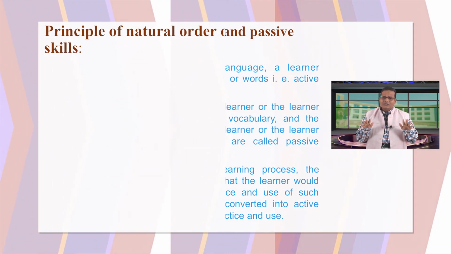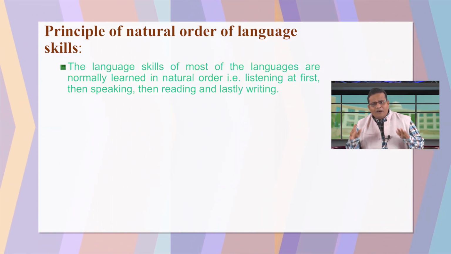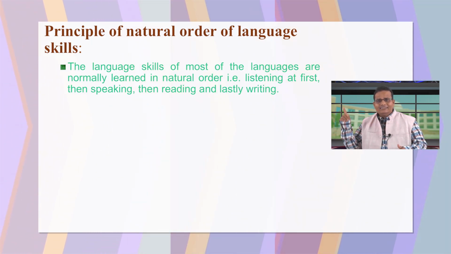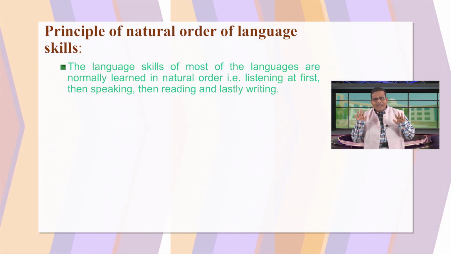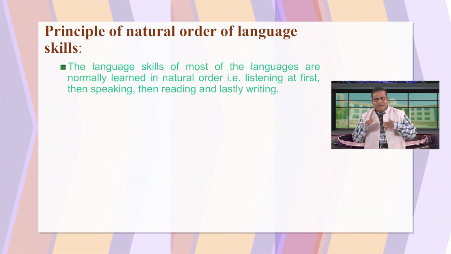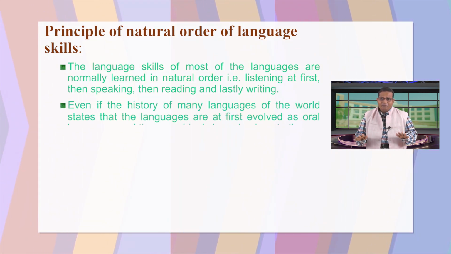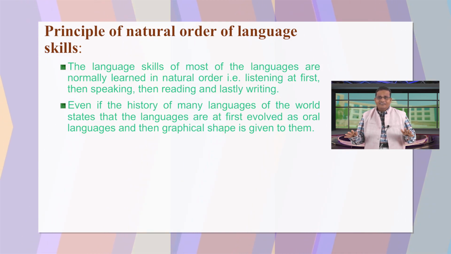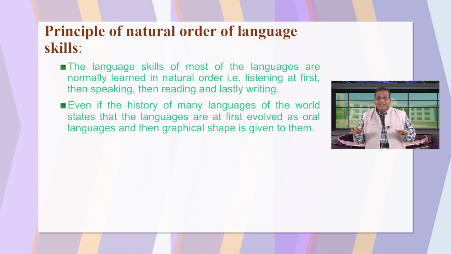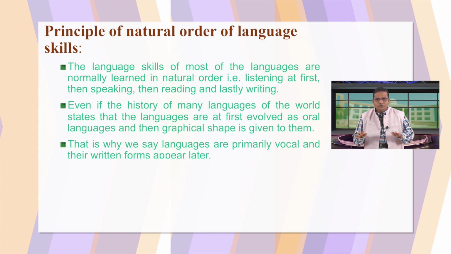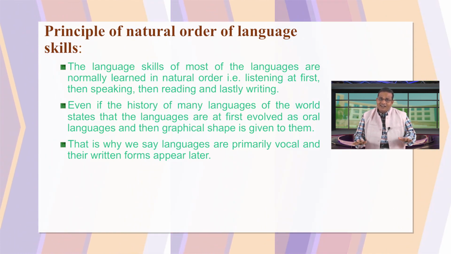Another principle is the principle of natural order of language skills. The language skills of most of the languages are normally learned in a natural order, that is listening at first, then speaking, then reading and lastly writing. In case of any language learning, first we listen to it, then we speak it or produce the sound, then we read and then write. Even the history of many languages of the world states that the languages at first evolved as oral languages, then graphical shape was given to them. That is why we say languages are primarily vocal and their written forms appear later.